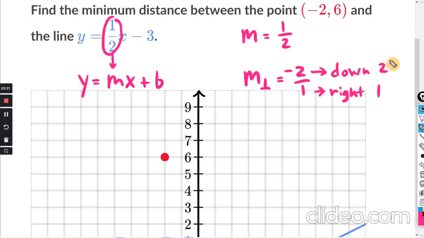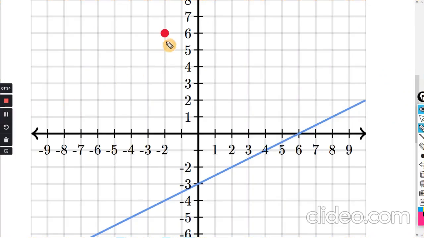So we need to follow that slope from the point to the line. Let's apply that. Down 2 and right 1. So here is our point. I'm going to go down 2 and right 1, down 2, right 1, down 2, right 1, down 2, right 1. And there's our point right there.